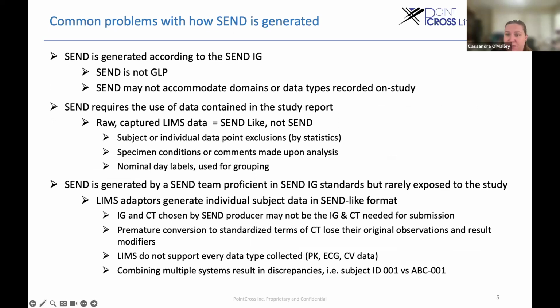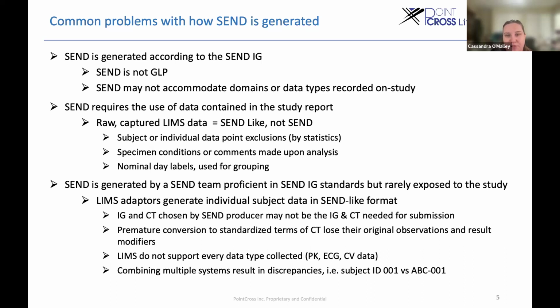Some of the common issues with SEND is how it starts with just being generated, as opposed to the review process of all of this. SEND is being generated according to the SEND Implementation Guide. SEND is not GLP, but relies on the study report as being the GLP or the GLP-like artifact. And SEND does not at all times accommodate all of the information that was recorded in the study report. Proper SEND representation is not just the data that is being captured in the LIMS system, but also compiles the metadata from the study report.